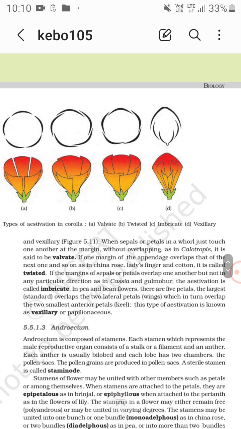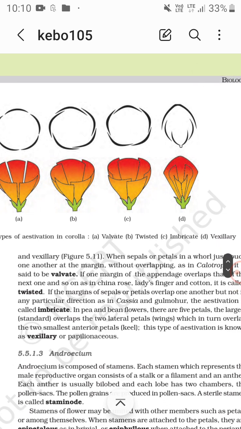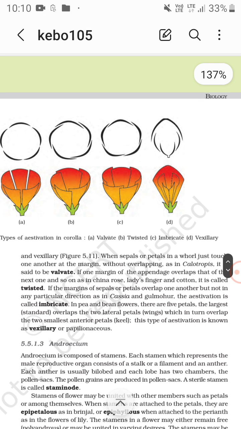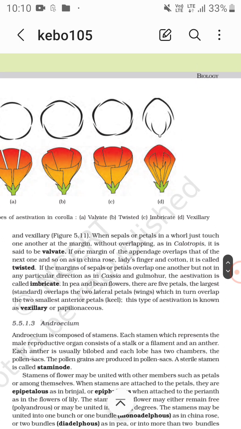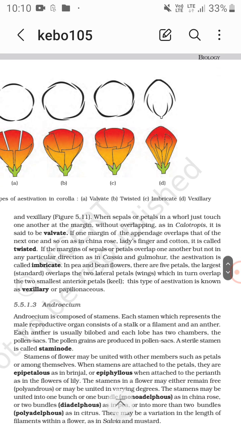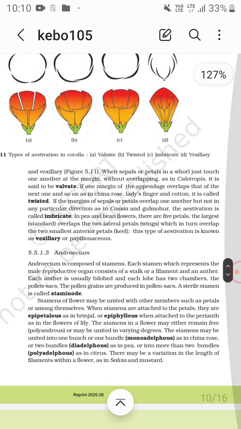So this was seen in the diagram first, showing that without overlapping is valvate, twisted is overlapping. Okay, next one and so on. Imbricate, you see, not in a particular direction, there is overlapping, and D is vexillary, papilionaceous.